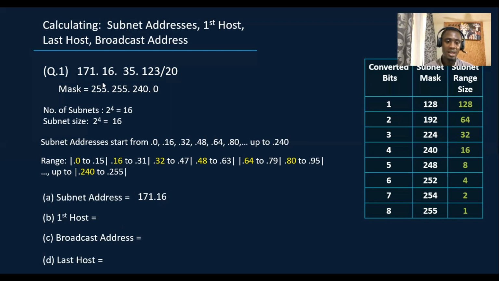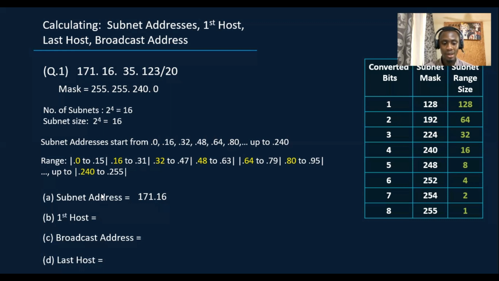So we have it being 171.16. Remember we said wherever you have .255, you represent that. You also use that when you're calculating the network address. So the first 2 parts will always be the same, provided you have .255 on the subnet mask. So it's the third octet where it's a bit tricky. So .240, we've identified that it means 4 bits were converted. We've identified the subnet size.